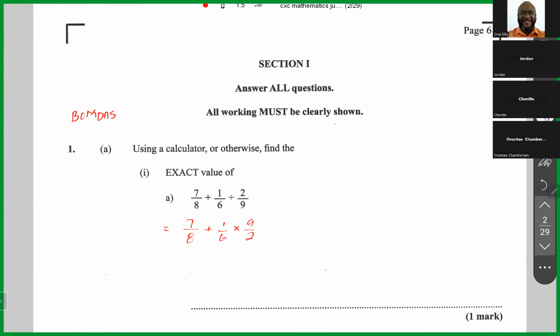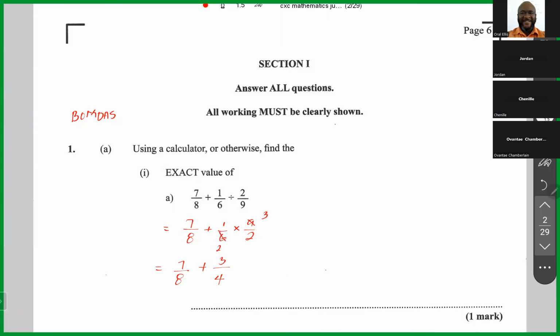So the next thing we'll do is cancel. 3 into 9 is 3. 3 into 6 is 2. So what we end up with is 7/8 plus 1 times 3 is 3 over 2 times 2 is 4.